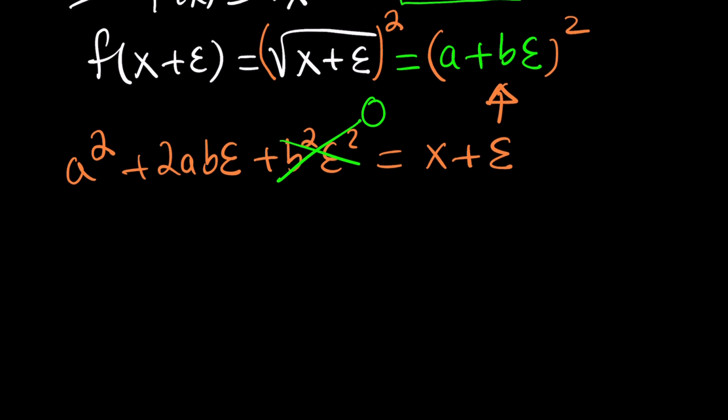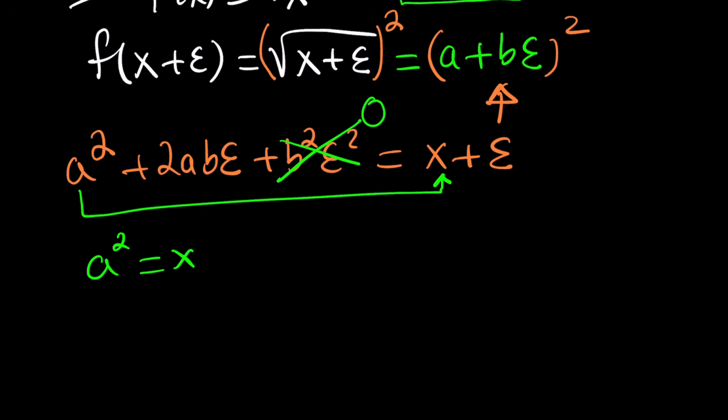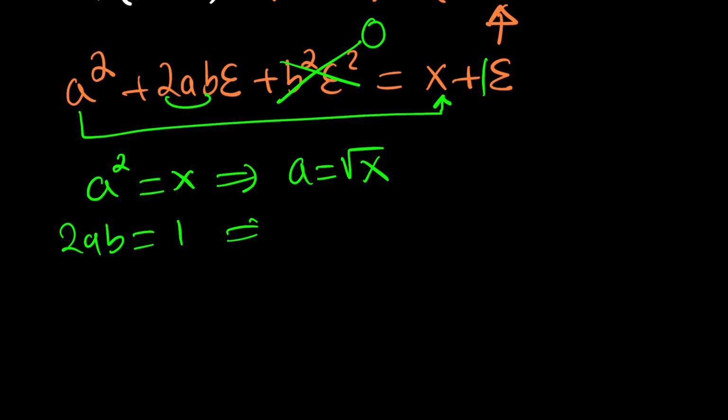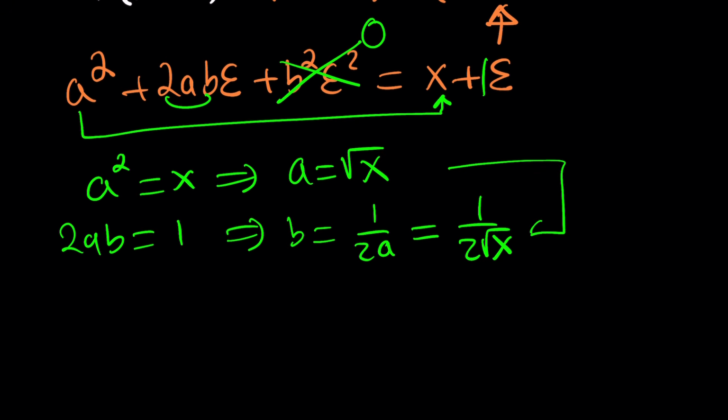Now notice that epsilon squared is 0, so we don't care about that. And now if you compare real part to real part, you get a squared equals x and 2ab equals 1, because the epsilon is just 1 epsilon. From here, you get two solutions, but let's focus on the positive root. You can also do the negative root, which is very similar. And from here, b becomes 1 over 2a. So you can basically write it as 1 over 2 root x. So we know the a and b values in terms of x.